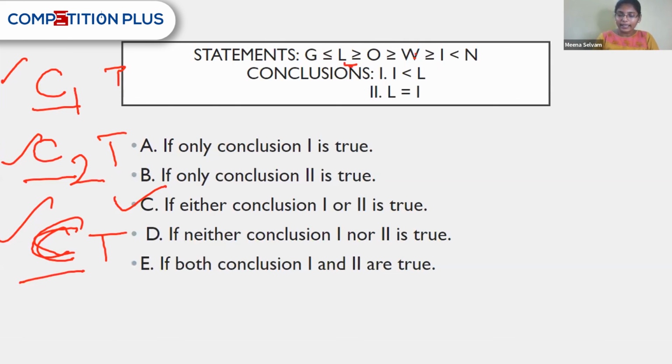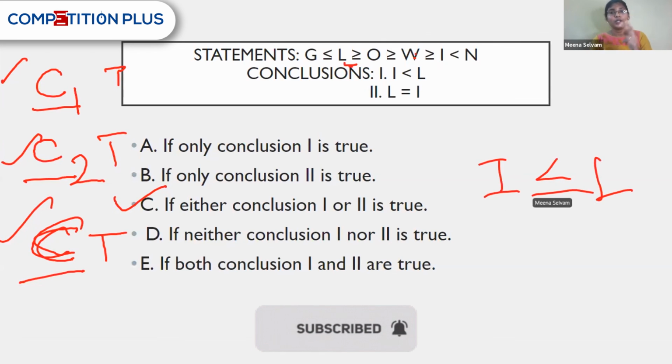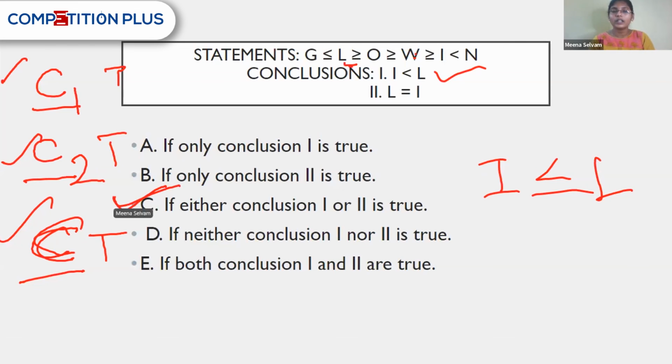Because, as I told you, there is an exemption rule: if the conclusions given have the same elements, conclusion 1 and 2, and they are true, then either of the conclusions can hold true. If I take I less than L alone, it holds true. If I take L is equal to I alone and check, it also holds true. So either of the conclusions is true. That is the meaning. So please be very clear: if all your conclusions are true and if the elements are the same, then you have to choose option C.